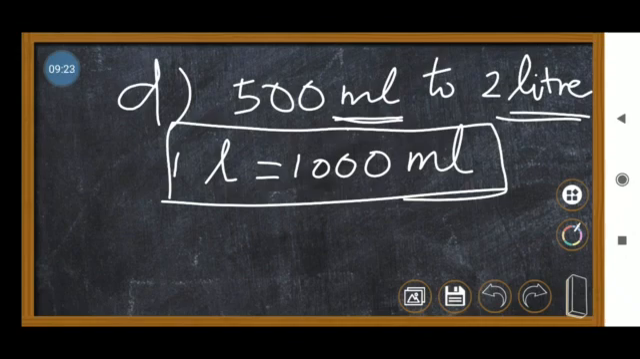In the next one, the 8th one, in a year Seema earns 1,50,000 and saves 50,000.